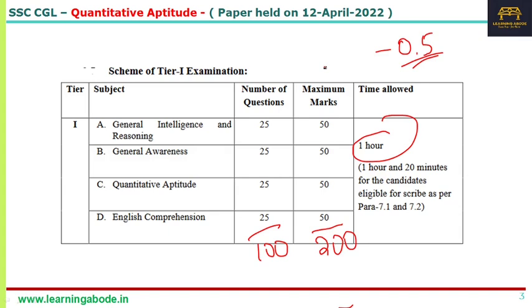There are 4 sections. Each section carries 25 marks.